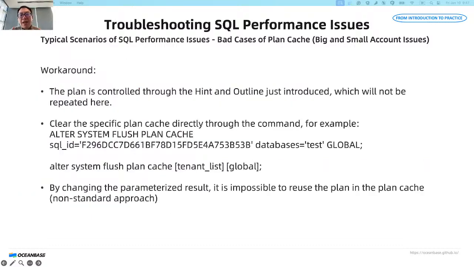Of course, there are many ways to solve this problem. For example, you can use the hint we just introduced to specify that the SQL uses a specific index. You can also use the command alter system flush plan cache, which we introduced earlier, to clear the plan cache of the specified plan. Another method is to make a slight change to the parameterized result so that it cannot reuse the plan cache.